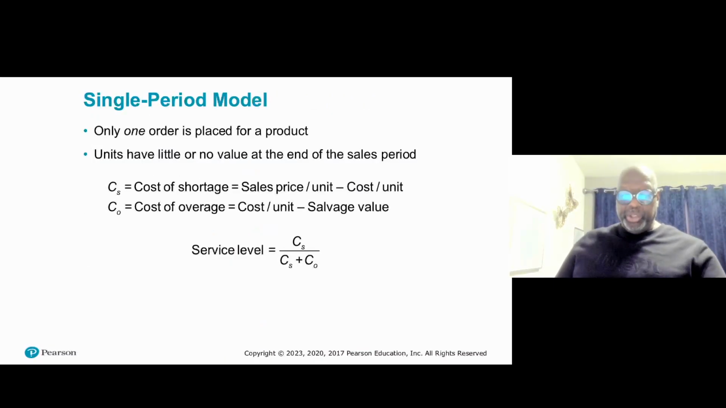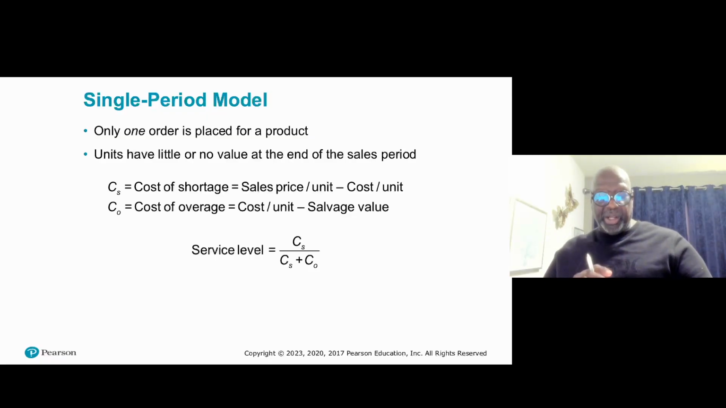Okay, I'm going to stop here because this is quite long at this point and do a very short presentation on what we call a single period model and the periodic review model. Okay.